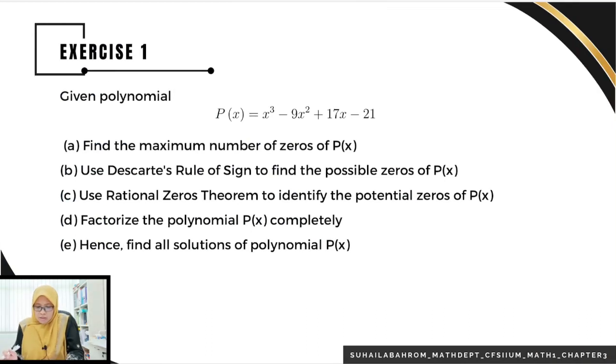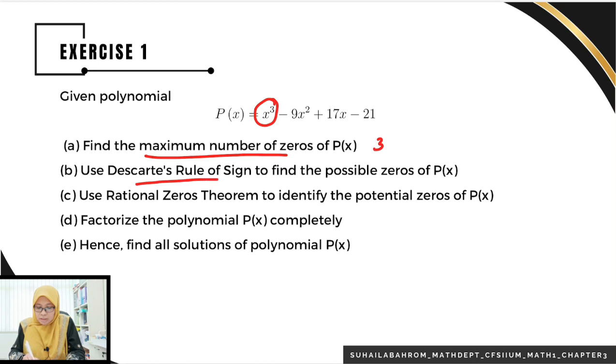Okay, so let's look at this one. I will guide you through maybe the first two questions. Find the maximum number of zeros of P(x). We have seen this kind of question in the previous subtopic. The maximum number of zeros depends on the highest degree of the polynomial. In this case, the highest degree is 3, therefore the maximum number of zeros is 3.